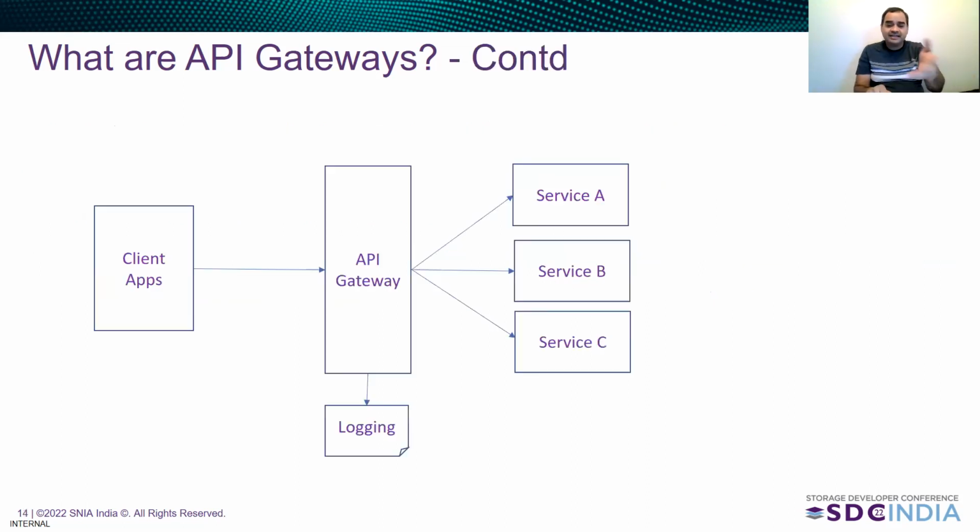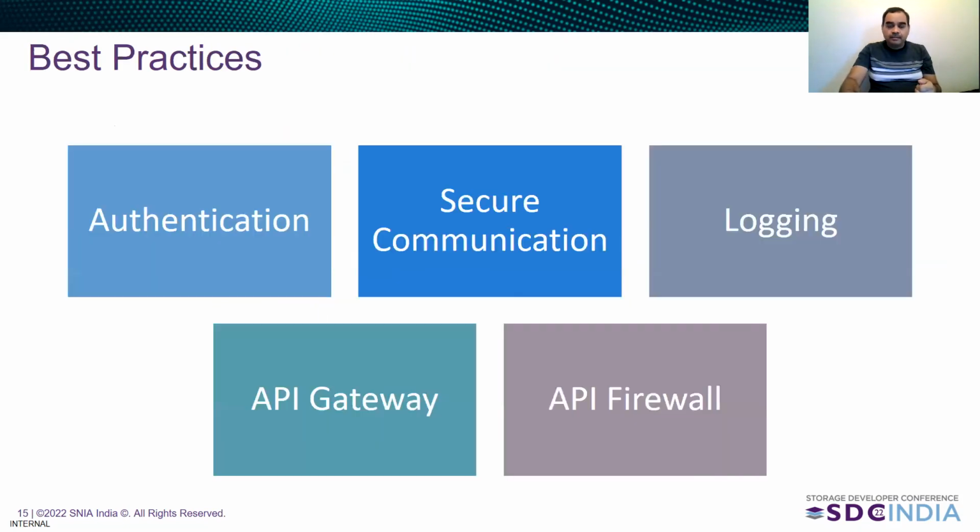So I have a slide that just explains the API gateway. The API gateway sits between the client and the services and does logging for you, right? So, best practices, just to summarize: authenticate. Always authenticate the user. And sorry, I missed out, put authentication and authorization checks in. These should be built into your design.